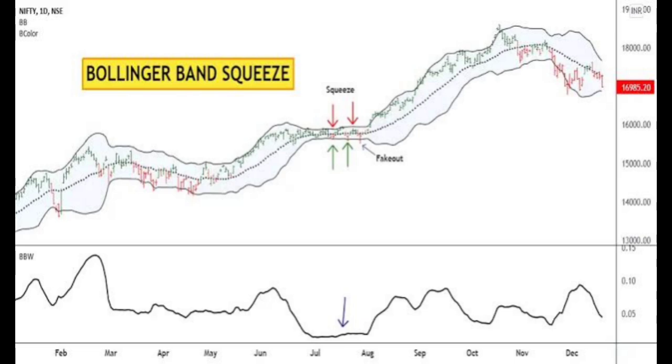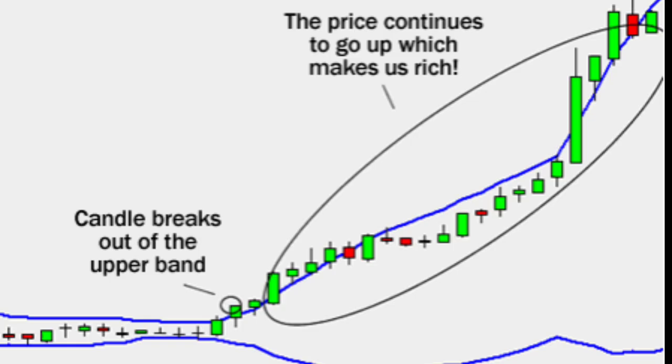A good rule of thumb is that the bands should be at their narrowest point for the last 50 to 100 periods. The price should be trading relatively flat, bouncing between the upper and lower band. Step 2. Wait for the breakout candle. This is the most critical part, patience.